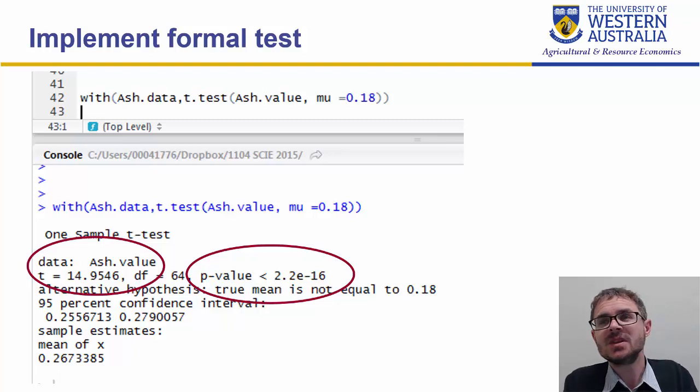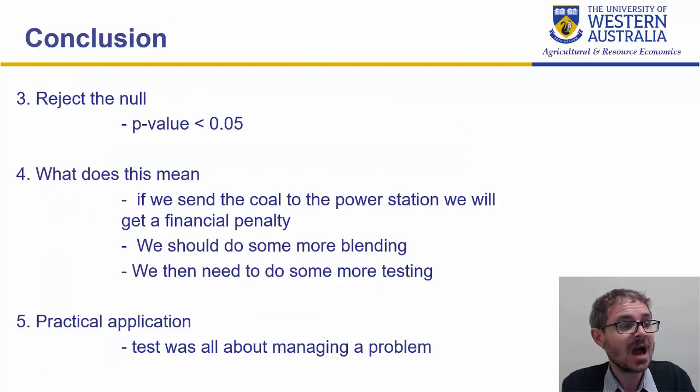The test is one thing, but what do we do with the test? We make a formal conclusion, which we write down. We reject the null. Now, what does that mean in practice? It means that what I need to do is blend the coal. I need to get some of my higher quality, lower ash content coal and blend it with this material. So this is practical application.